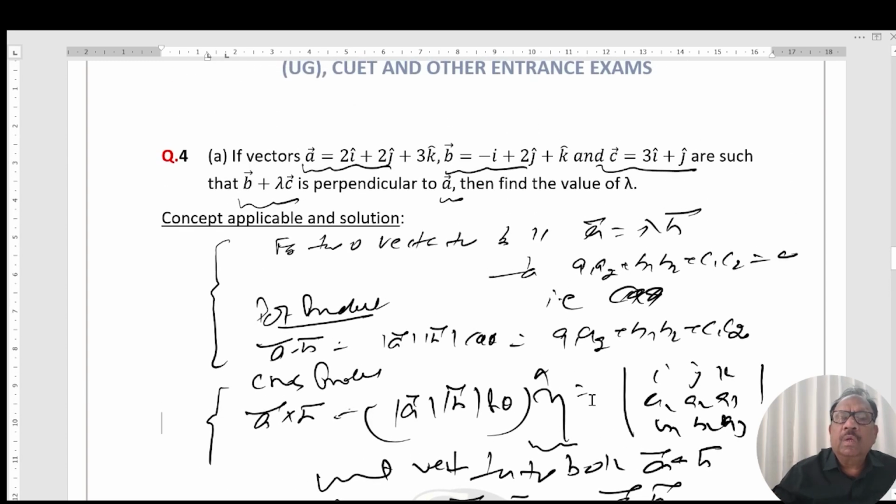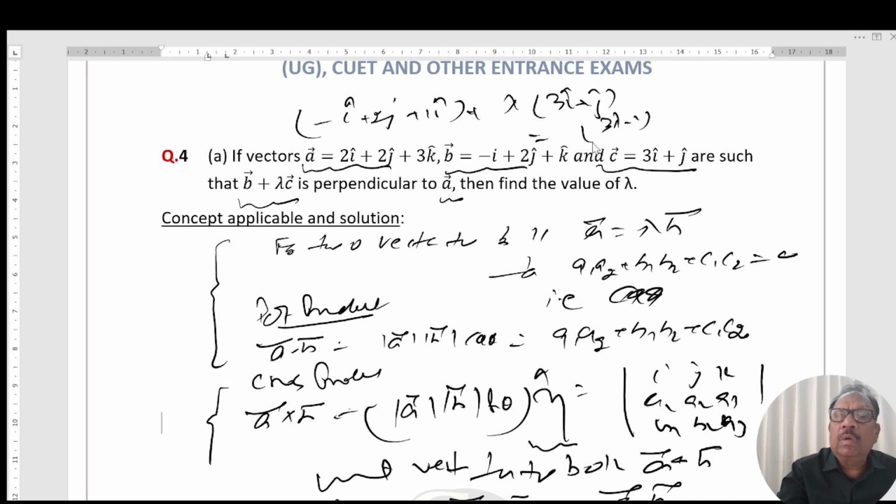Now in this case, B plus lambda C, what will it become? Minus i plus 2j plus k plus lambda times (3i plus k). On simplification, (3 lambda minus 1) i plus 2j plus (lambda plus 1) k. This is perpendicular to A vector.